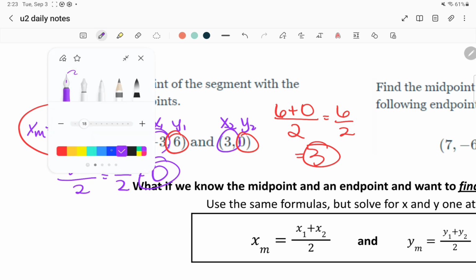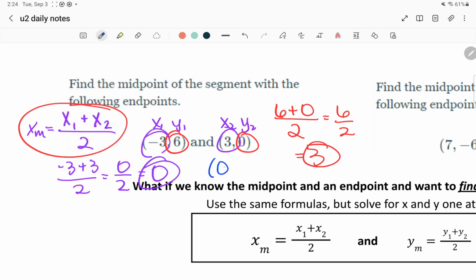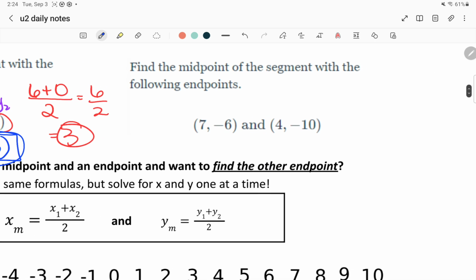Those are absolutely the correct numbers, but Delta Math wants it written as a point because it is a point. It is the midpoint, the point directly in the middle of these two. So I need to write it as a point in Delta Math. This is what Delta Math wants. Try this one out. I want to see the work. Decimals are okay. This is our answer. So that's what you're shooting for, but I need to see the work.